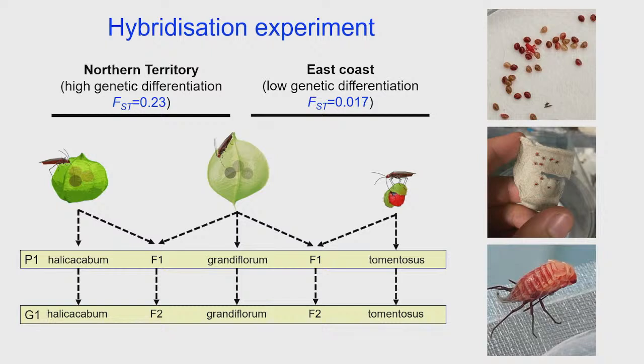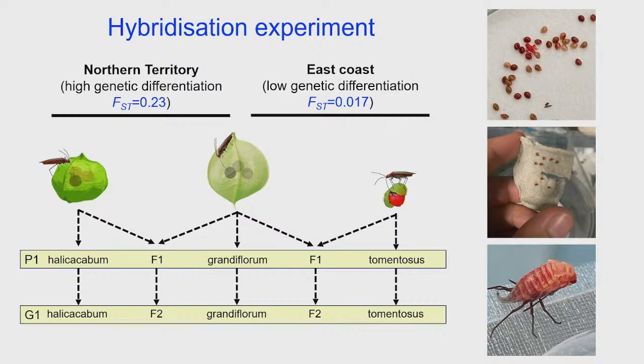For the second experiment, we were again trying to look at differences between those genetically differentiated versus not really differentiated populations. We bred them for a few generations in the glasshouse, and then we had a parental population of a control line: Helicocarpus insects, grandiflorum insects. Again, these are the 2 invasive hosts, and then one of those native host plants, Alectryon tomentosus. We created filial 1 crosses between these breeding lines, and filial 2, and then we measured fitness again.